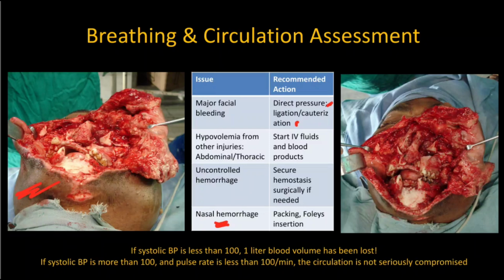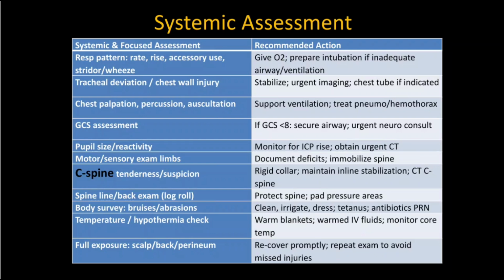achieve hemostasis. Now as a general rule, if the systolic blood pressure is less than 100, 1 liter of blood volume has been lost. And as a general rule, if the systolic BP is more than 100 and the pulse rate is less than 100, then the circulation is not seriously compromised. So this should also be taken into consideration during the general assessment of the patient.